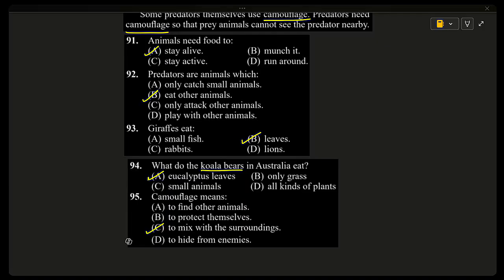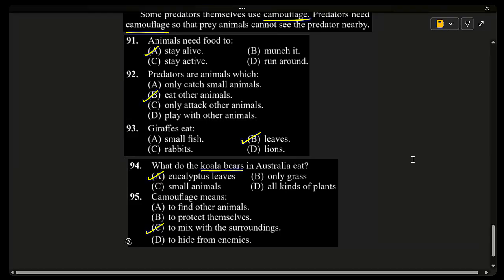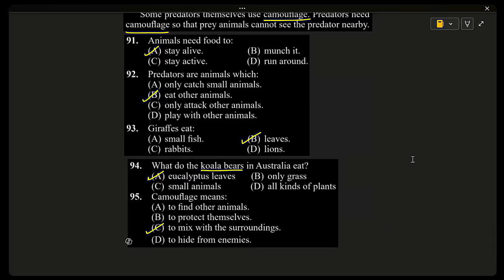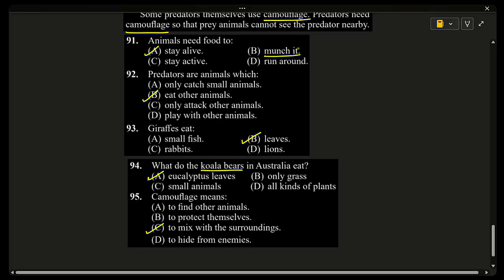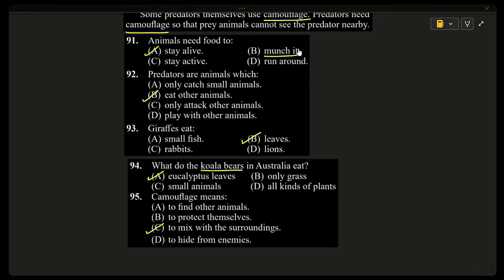Rupa, what is your doubt? Munch it means... Which question number? Sir, 91 option B. Munch it means munching on the namaladam. Okay, sir.